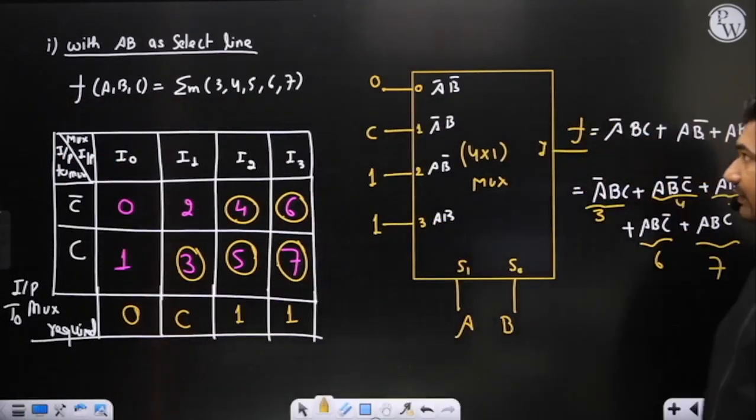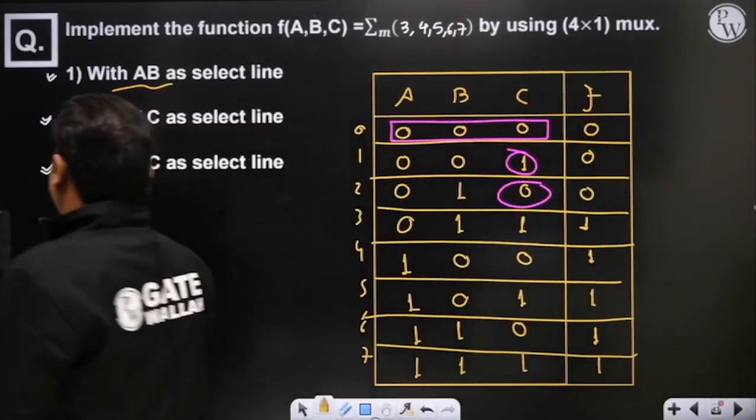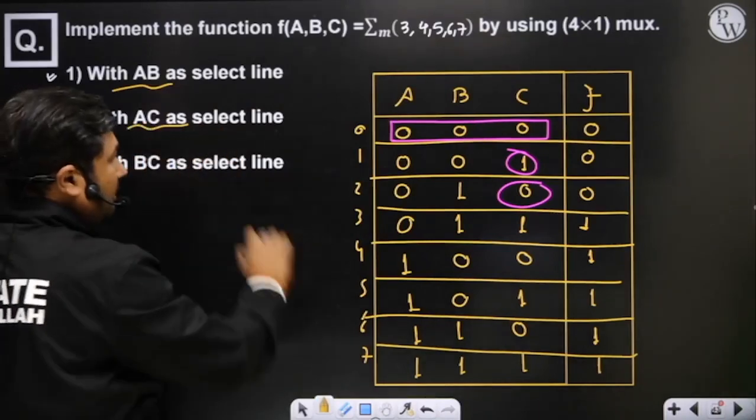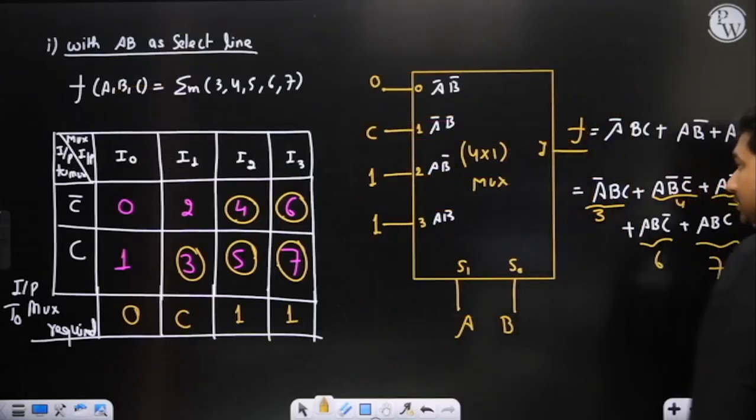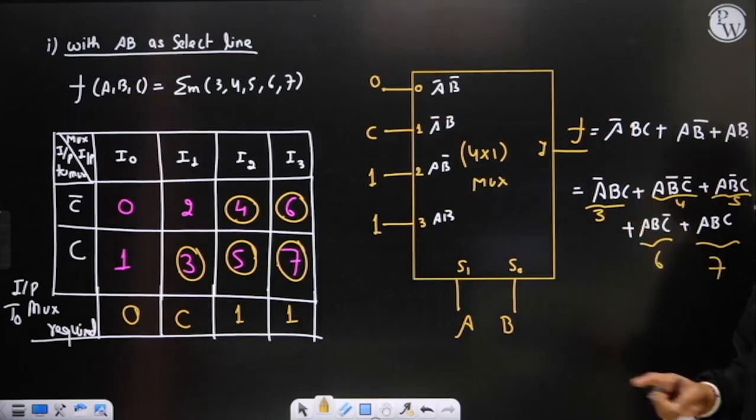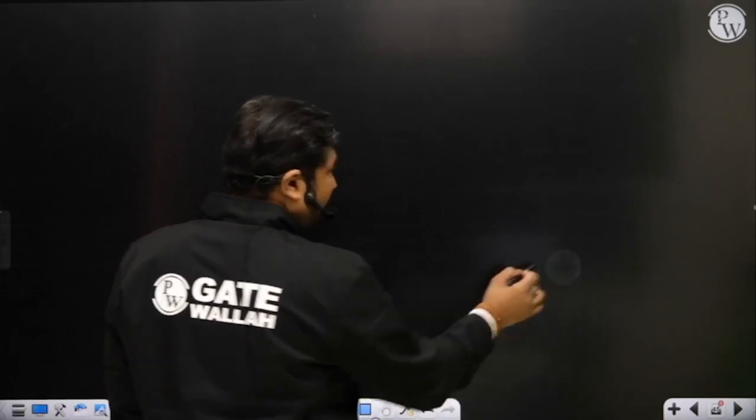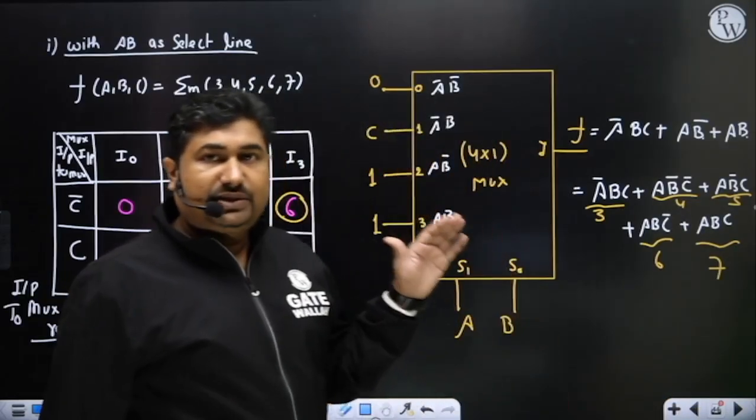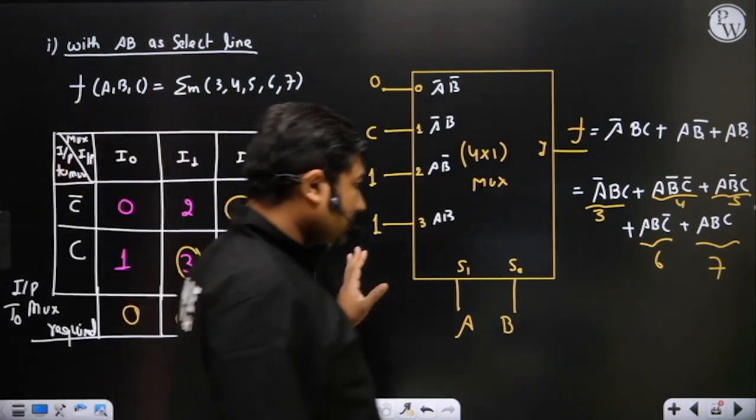Now let's choose a different one. Presently I have chosen the select lines AB. Now let's take the select lines AC. If I choose the select lines AC, then what happens? Now please observe here. First we have chosen the select lines AB. Hoping you are able to understand this. Now come to the select lines BC. If you are able to understand 50%, then also it will be okay. Soon you will reach 100%. That is why I have chosen three different cases. Up to this part, I am hoping everything is clear. Great. Now observe the second case.